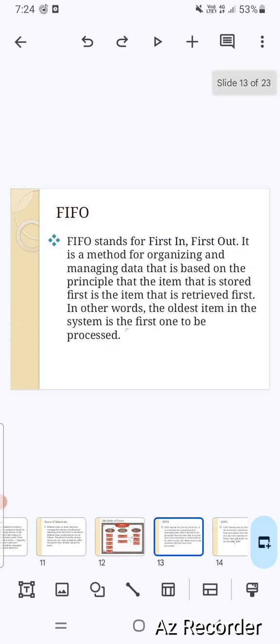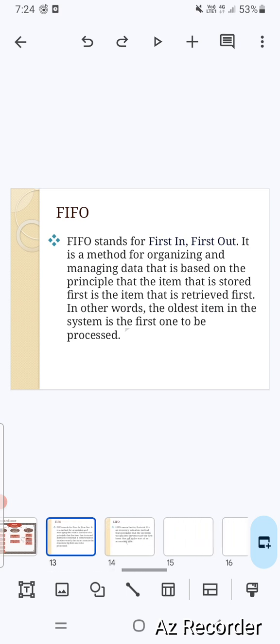First, FIFO. FIFO stands for first in first out method. It is a method for organizing and managing data that is based on the principle that the item that is stored first is the item that is retrieved first. In other words, the oldest item in the system is the first one to be processed.